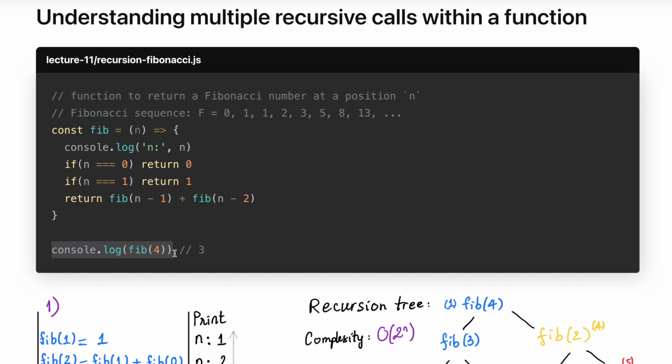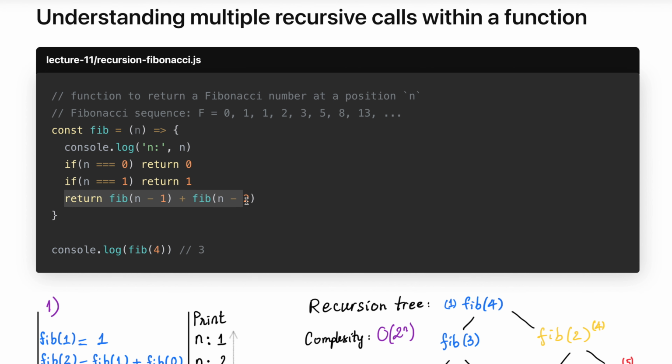Our function is going to return a Fibonacci number at position n. For example, for this one at position 4, it returned 3. The sequence is 0 indexed. Our first position is position 0. These two lines are our base cases. If n equals 0, it's going to return 0, which is our first number in the sequence. If n equals 1, it's going to return 1, which is the second number in the sequence. And this is our recursion step.